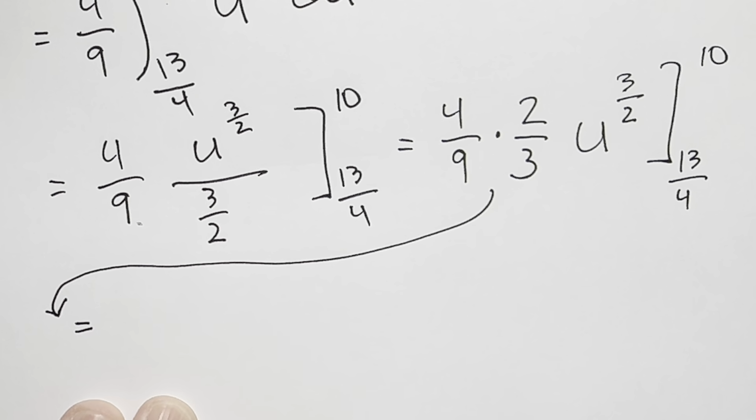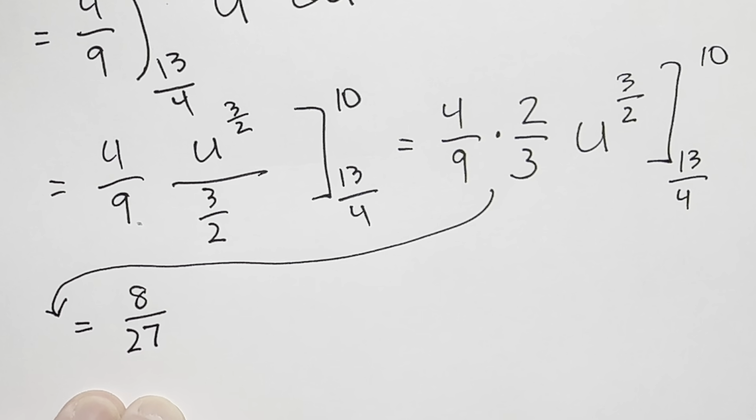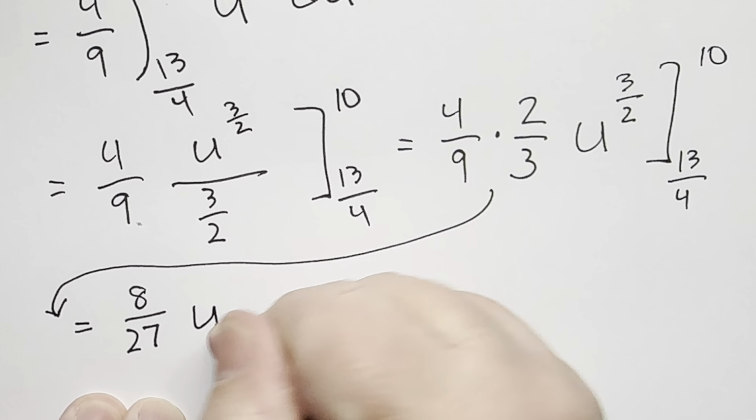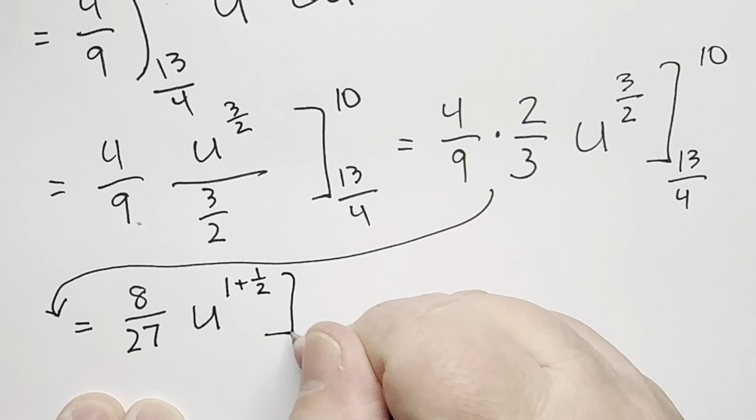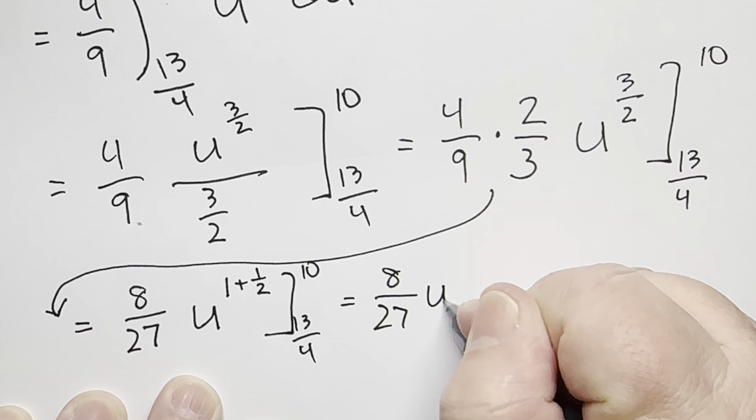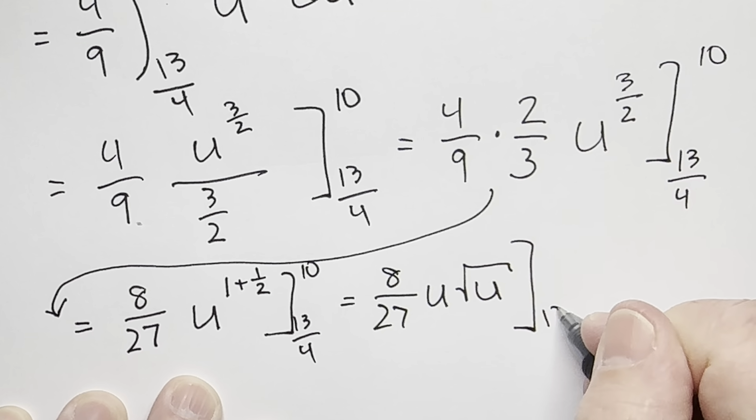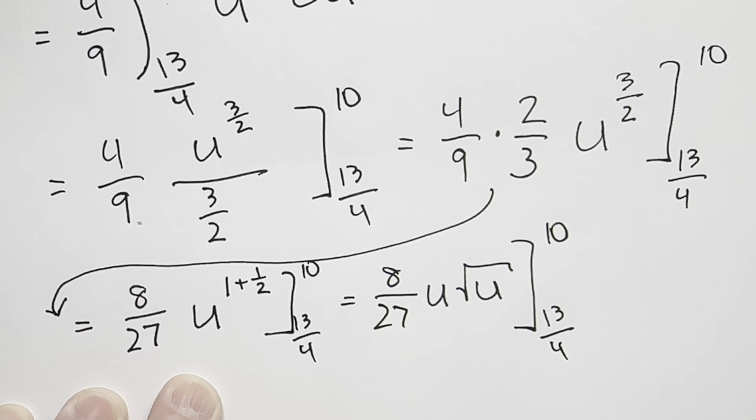So I think I've got 8/27. And then I'm going to do something interesting. u to the 3/2 is really u to the first plus 1/2, right? Which is 8/27 u times radical u between 13/4 and 10. Do you guys see that?